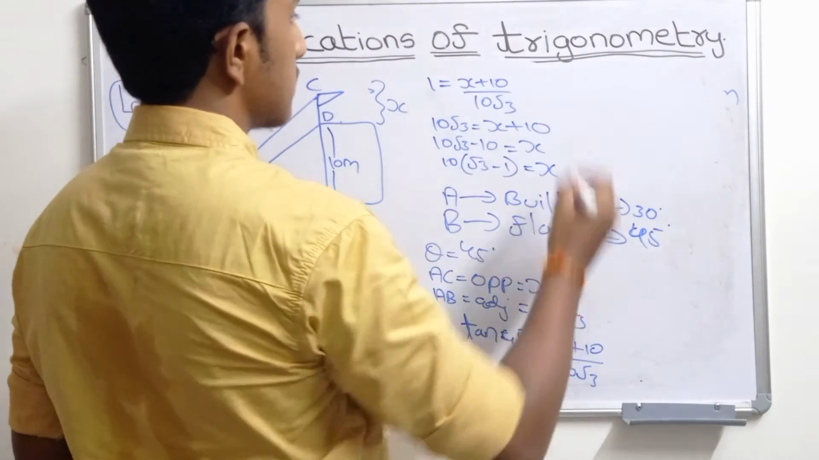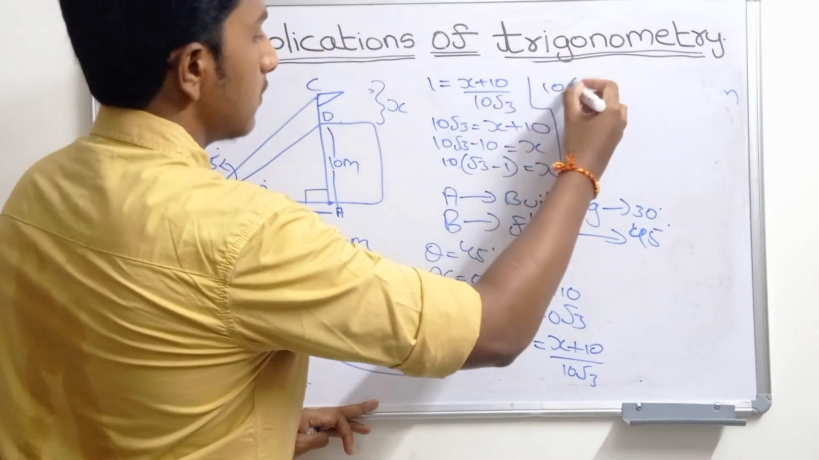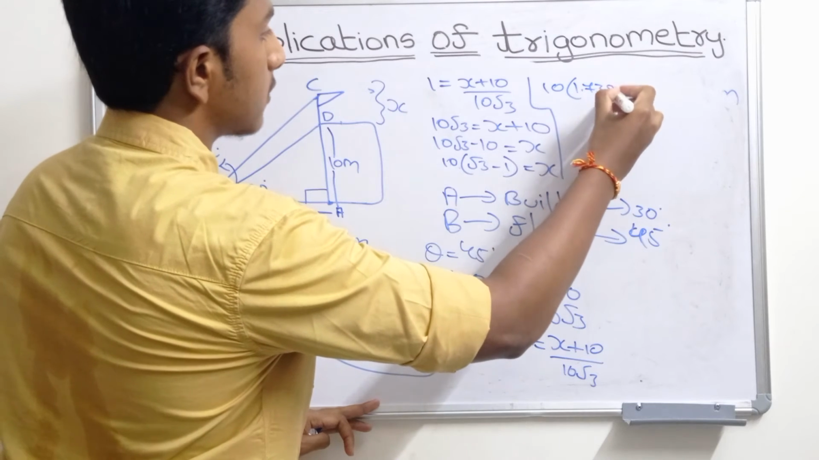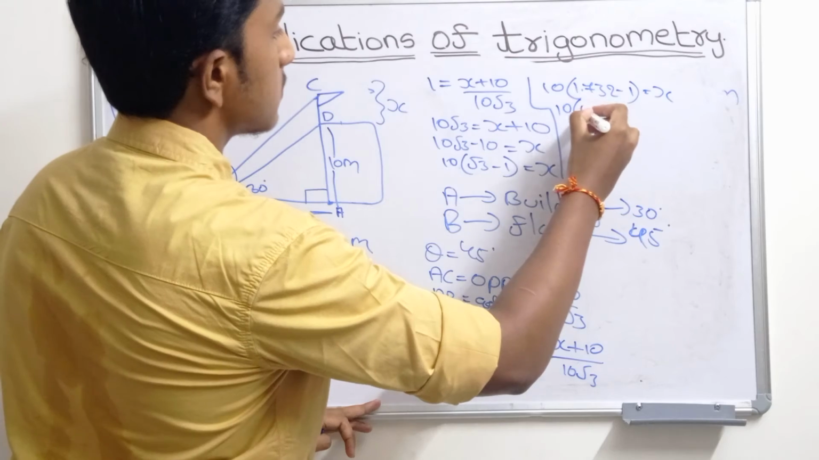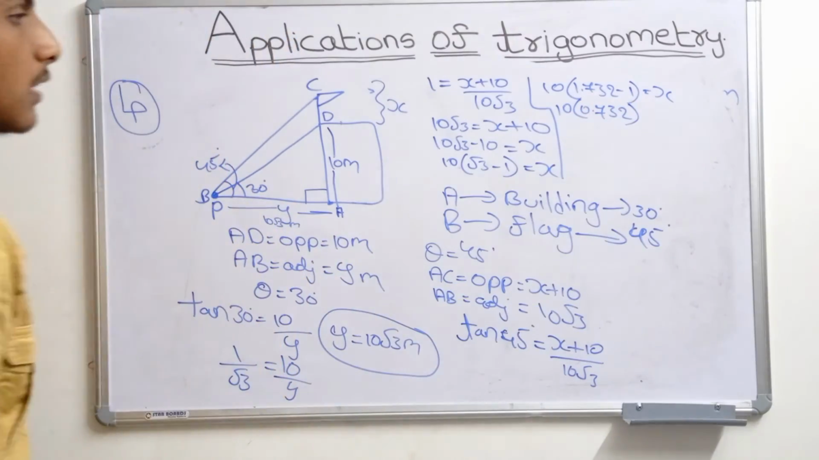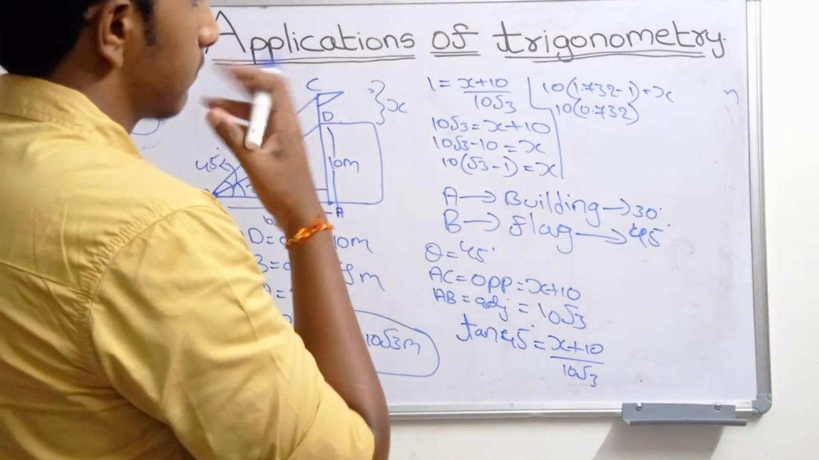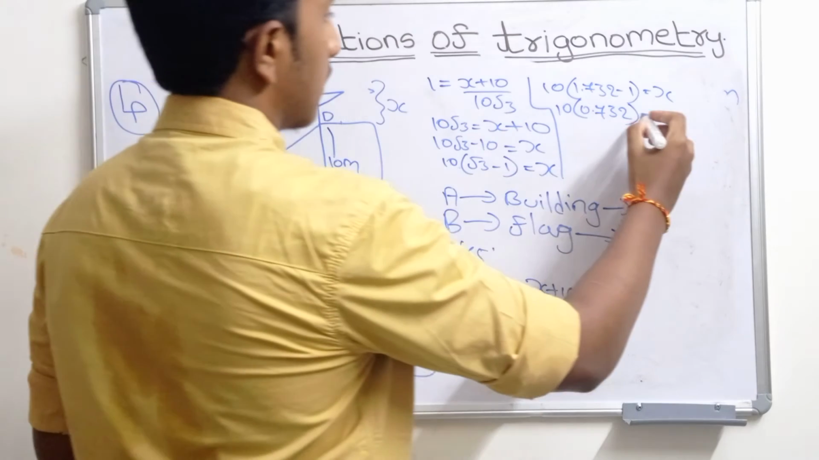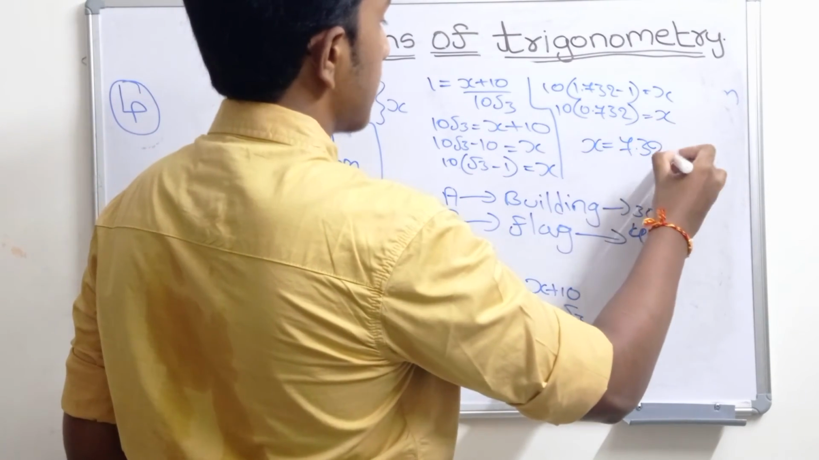Root 3 means 1.732. So 10 into (1.732 minus 1) is equal to x. 10 into 0.732. Guys, is it done? 10 into 0.732 is 7.32. So the value of x is equal to 7.32 meters.